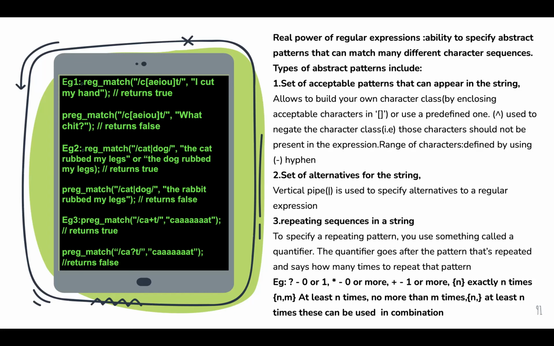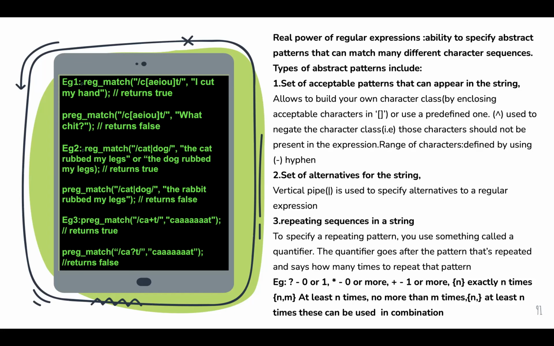Another type of abstract pattern is a set of alternatives for the string. We can define an alternative by using a vertical pipe. For example, if we take cat|dog and give inputs "the cat rubbed my legs" or "the dog rubbed my legs", it will return true because it has one of the alternatives. Whereas if we give the input "the rabbit rubbed my legs", it will return false.